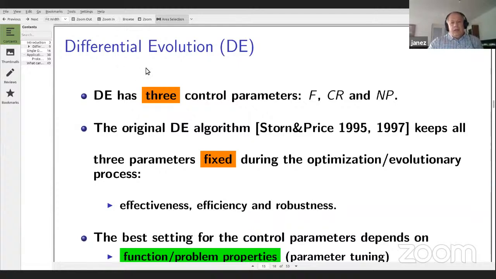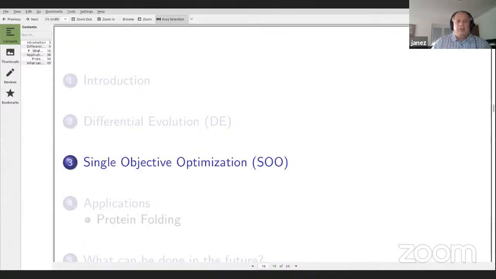The original DE has three control parameters, and they remain fixed during the so-called evolutionary process. As we found in our lecture and many other researchers have found, with better settings of parameters we will get better results at the end. And not only parameter tuning, but also adaptation of parameters are very, very useful things.